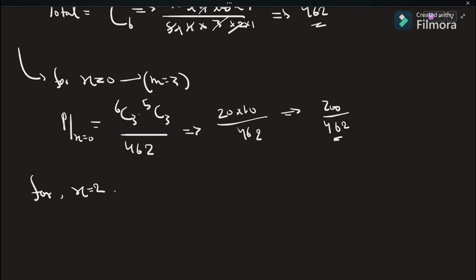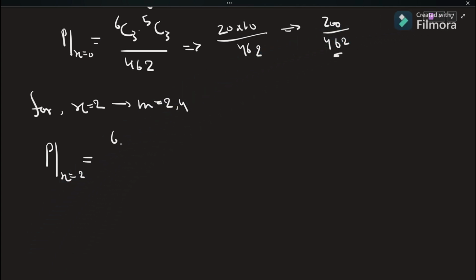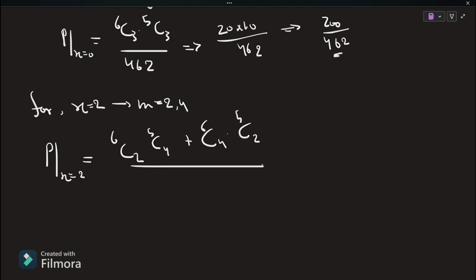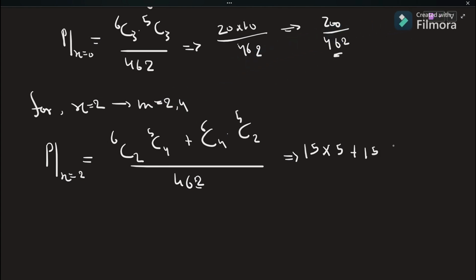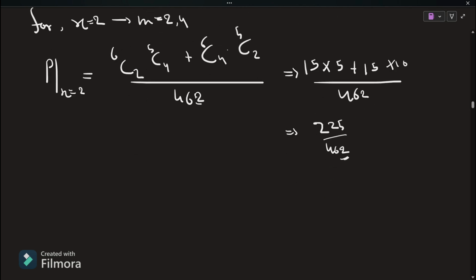For X equals 2, m equals 2 and 4. So the probability at X equals 2: first I selected 2 from 6, then 4 from 5, then the reverse also holds, 4 from 6 and then 2 from 5. I know this is tough for you, but I know how to solve these types of questions. I'm using a calculator for the calculation. So you'll find this is 225 by 462.